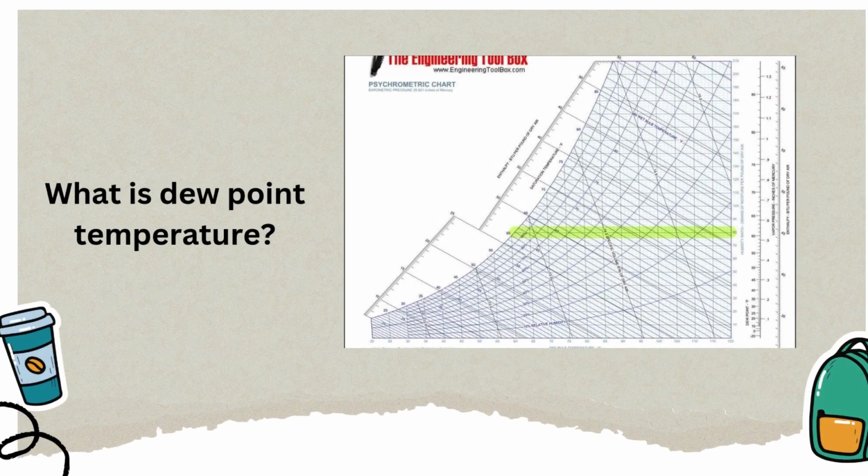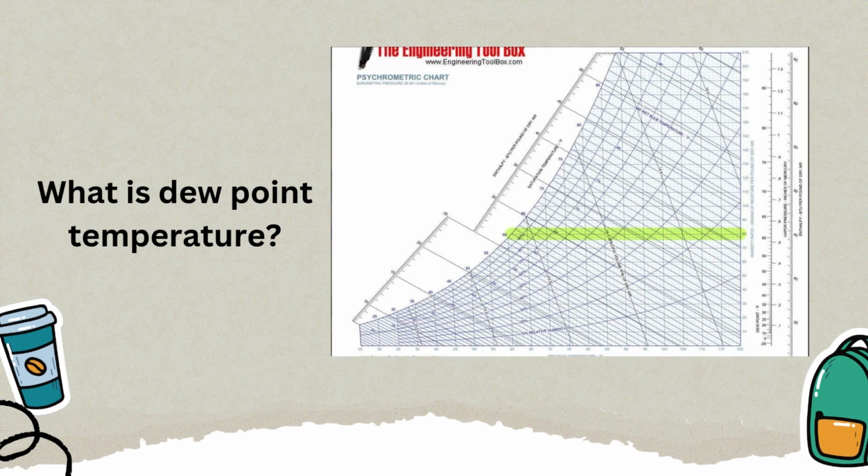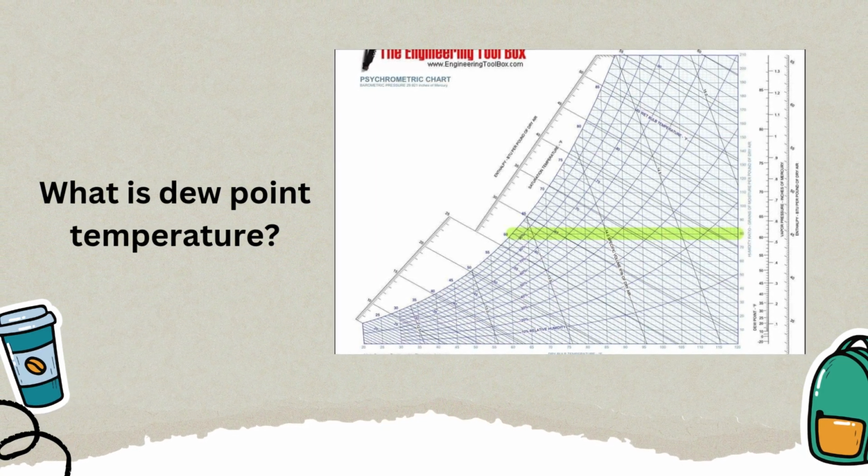Next, the dew point. The dew point is the temperature at which water vapor starts to condense out of the air, the temperature at which air becomes completely saturated. Above this temperature, the moisture will stay in the air. If the dew point temperature is close to the air temperature, the relative humidity is high, and if the dew point is well below the air temperature, the relative humidity is low. The dew point is given by the saturation line in the psychrometric chart.